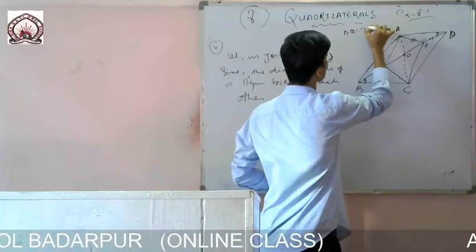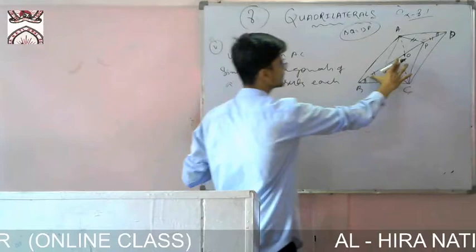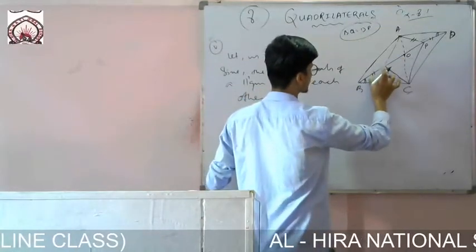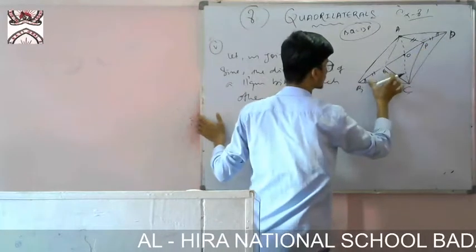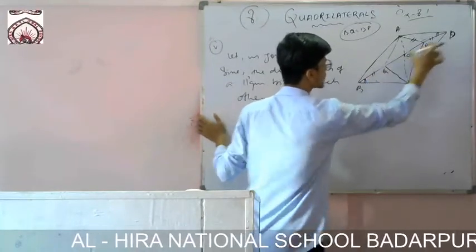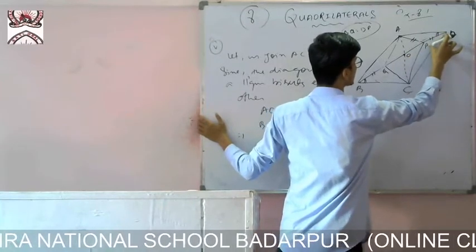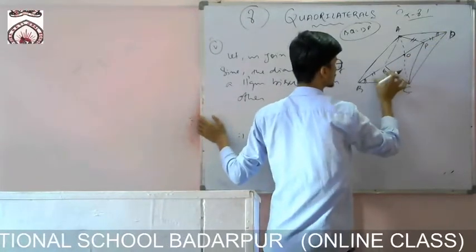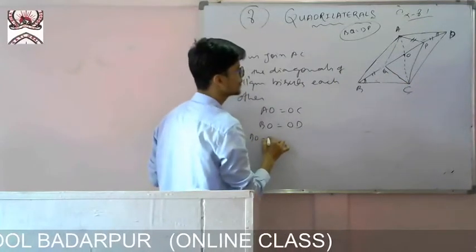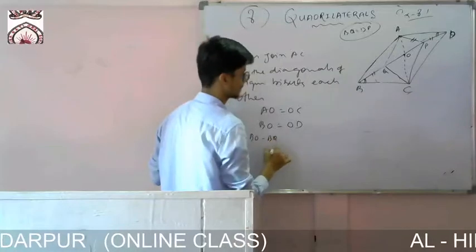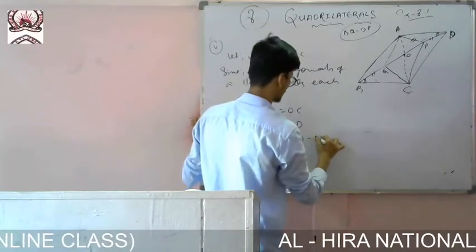BQ is equal to DP. It is given in the question. Okay, so what am I writing? From BO, if I subtract BQ, you see these two parts are similar. So I am subtracting this part from this side of the triangle. From this side, that is OD, I am subtracting DP. From OB I am subtracting BQ, because these are equal. So BO minus BQ is equal to OD minus DP.